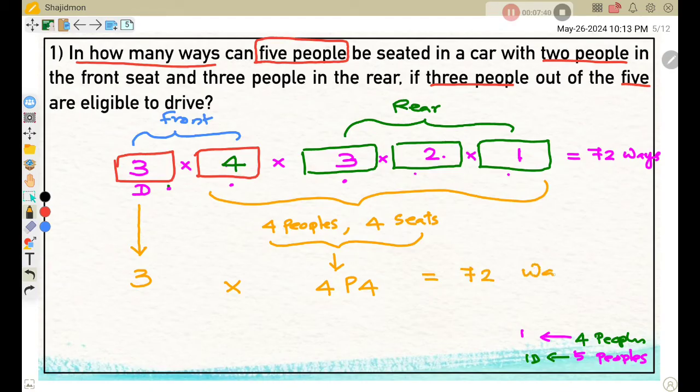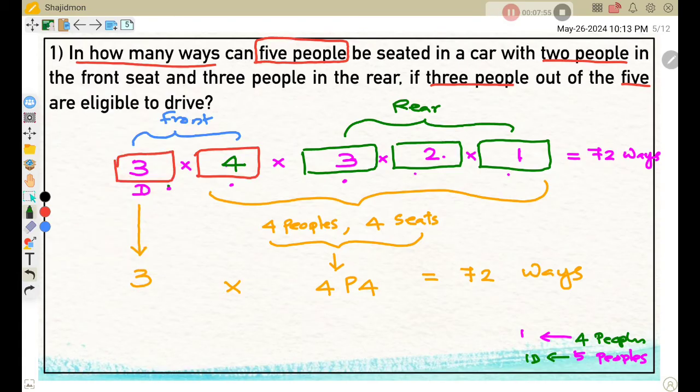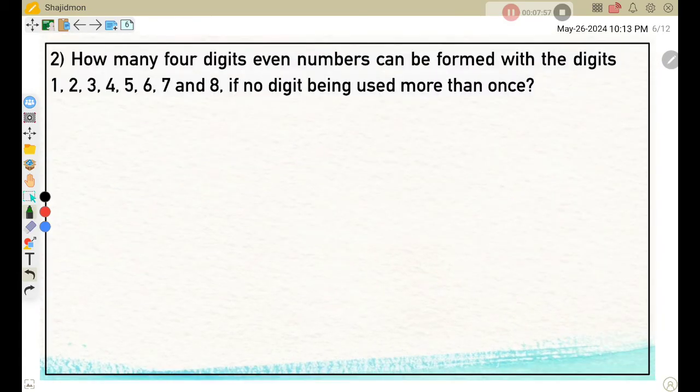So these are the 2 ways we can do this question. Either you can do it by the box method, directly we will get the answer equal to 72, or we can do the second way like this, 3 multiply 4P4, that equals 72 ways. I hope you understood this question. So we will go to the second question now. Question number 2.